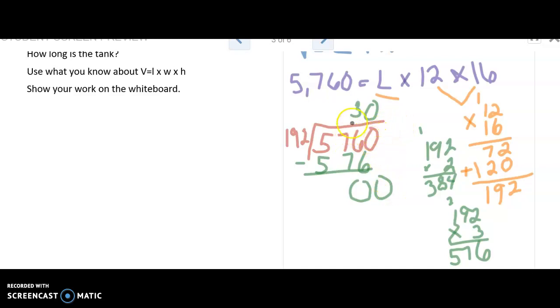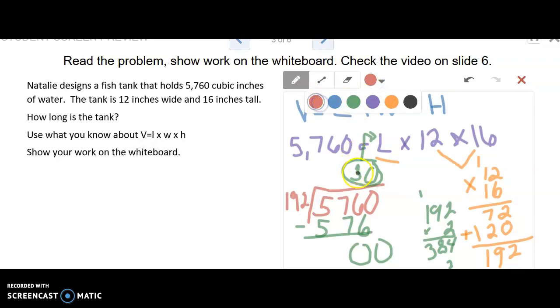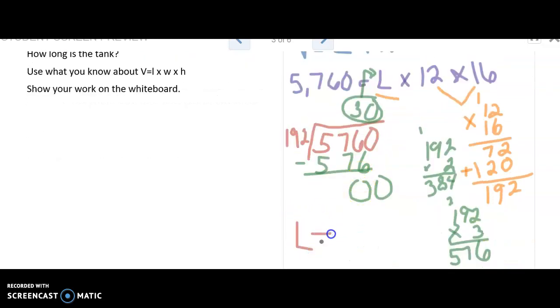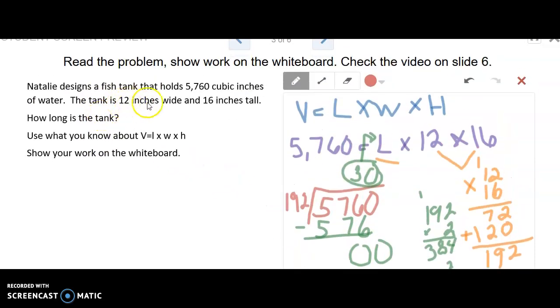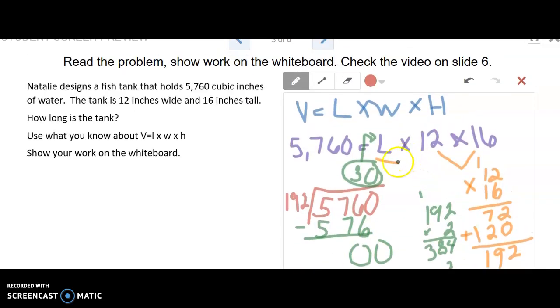Okay? So that means my quotient of 30 is going to represent my length. My length is going to equal 30 what? 30, it looks like inches. 30 inches. All right, check your work. Make sure yours looks like mine. You can change your whiteboard. I'm finished.